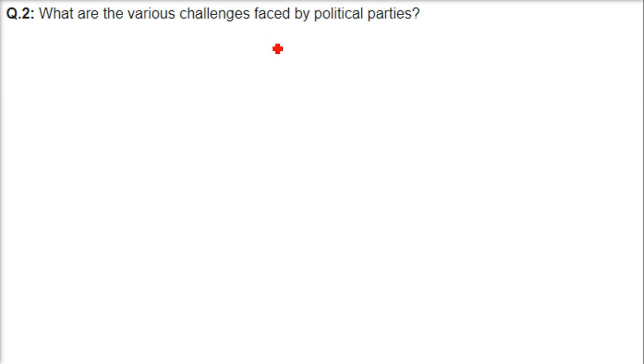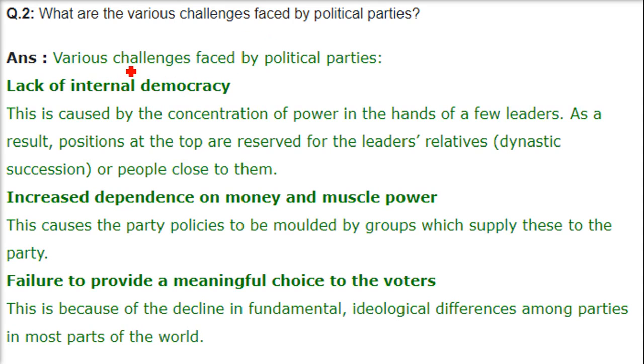What are the various challenges faced by political parties? The first is the lack of internal democracy, because only a few leaders have the power in their hands. This is caused by the concentration of powers in the hands of a few leaders. Because of this, the positions at the top are reserved for these leaders' relatives, that is the dynastic succession, their kids, and their nearer and dearer ones.